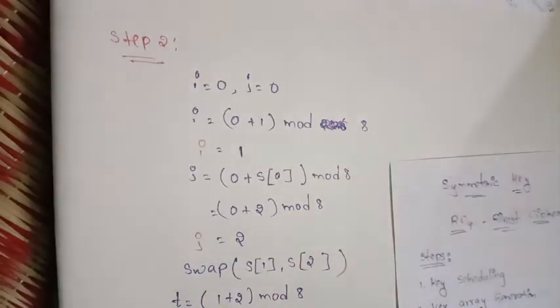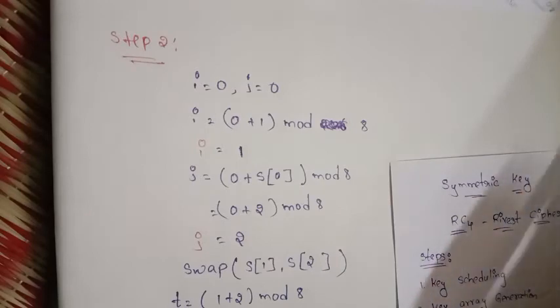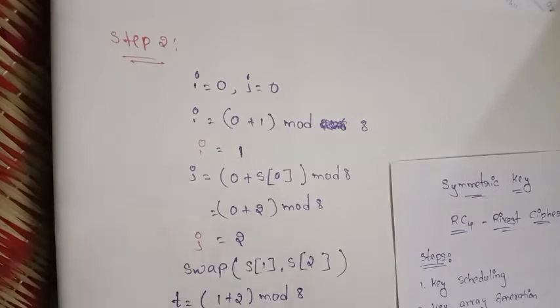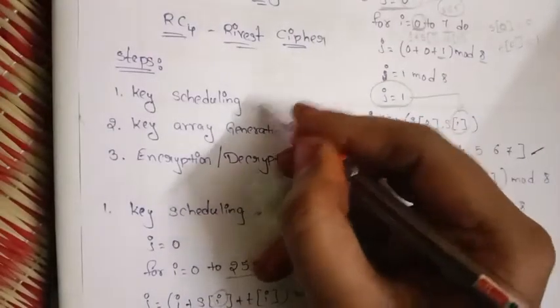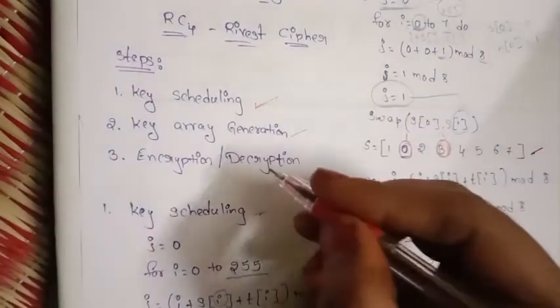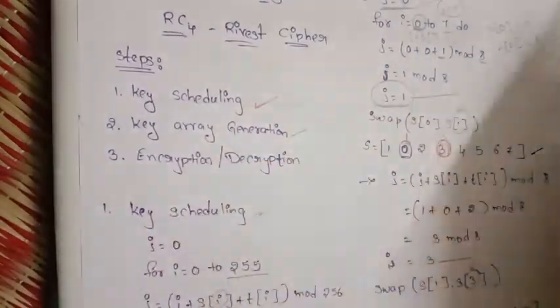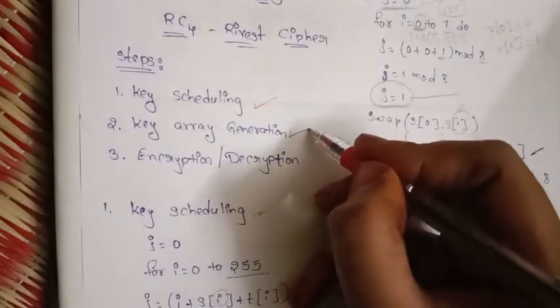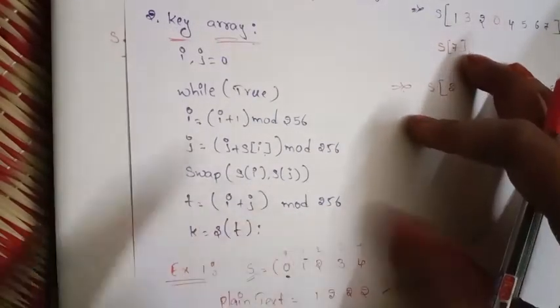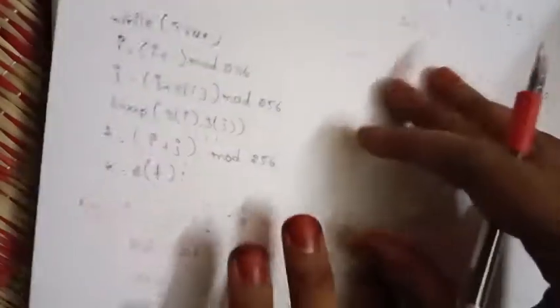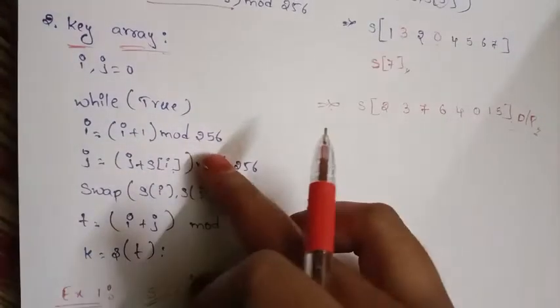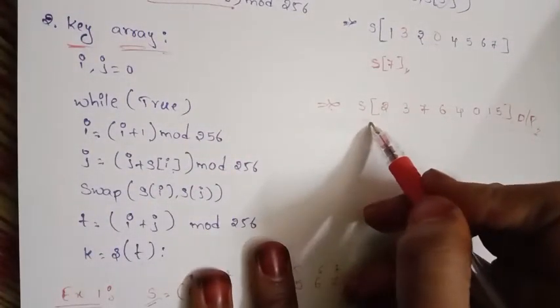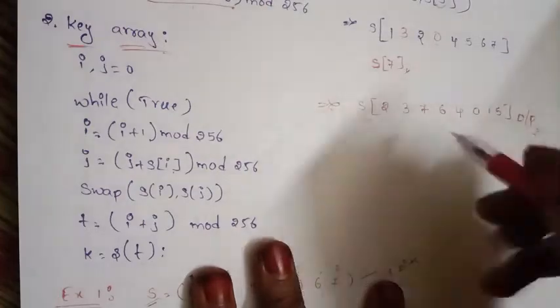So in my previous video, I already told what is meant by the RC4 algorithm and how to solve the problem, and it consists of three steps, guys. I completed step 1 in my first video, and in this video I am going to complete steps 2 and 3. Step 2 is key array generation. I already showed the algorithm, and based on this algorithm I am going to solve the problem here. This is the output of step 1, and the same output is the input for step 2.